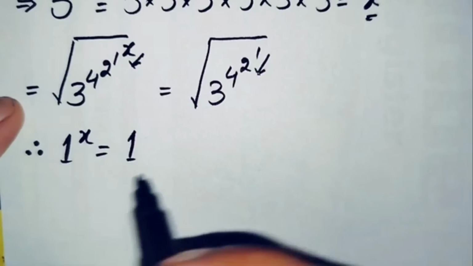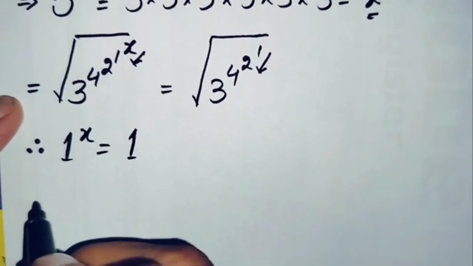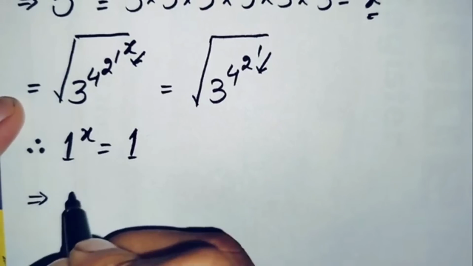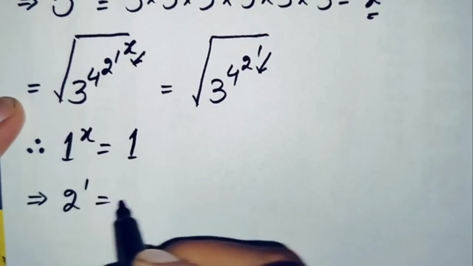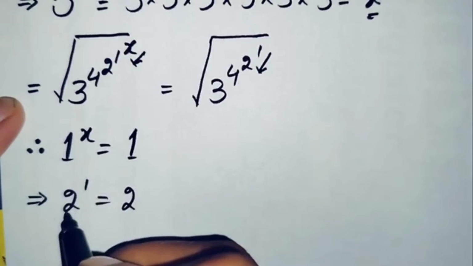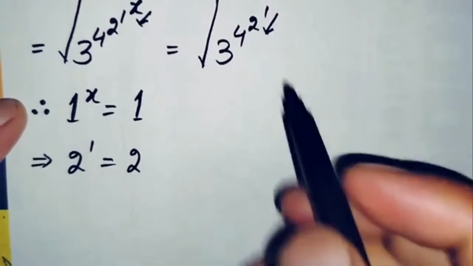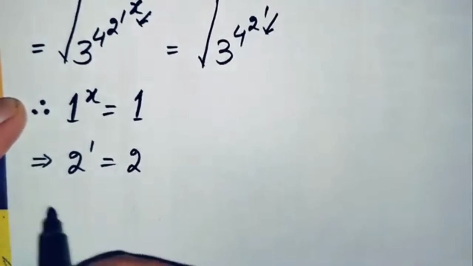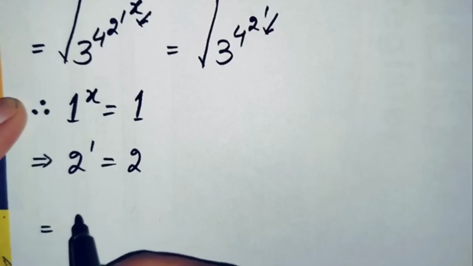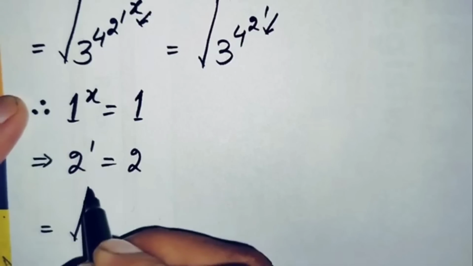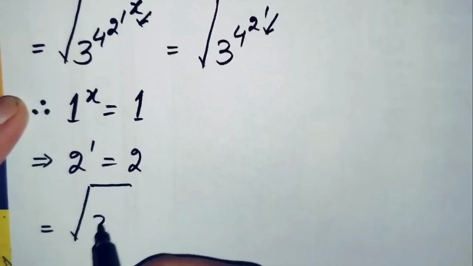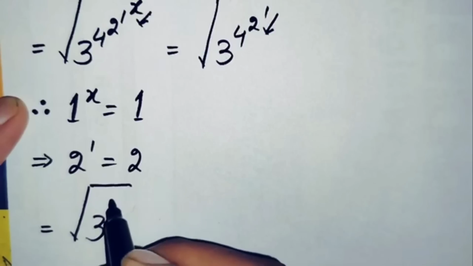Here we will find the value of 2 raised to power 1 to simplify this number further. Now what is the value of 2 raised to power 1? Here the value of 2 raised to power 1 is simply 2. This is because here we need to multiply 2 one time. So this is only 2. So here we will replace this 2 raised to power 1 with 2. So this number will become square root of 3 raised to power 4 raised to power 2.